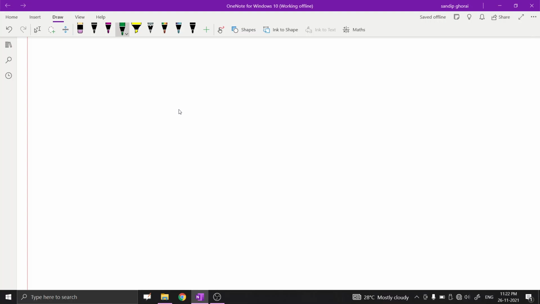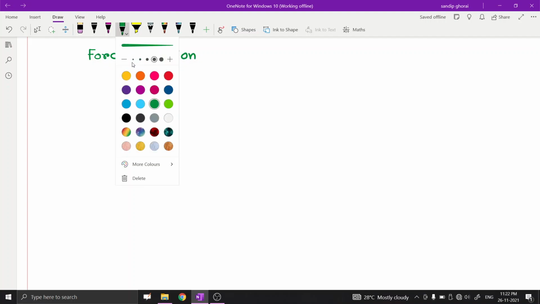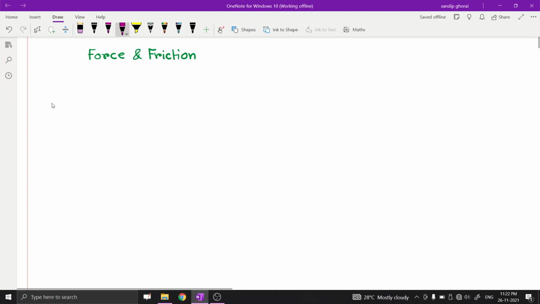Today we are going to revise chapter 4, force and friction. The whole chapter today we actually discuss force and friction. At first we have to know what is force. So the first point is, what is force? Simply, what is force?